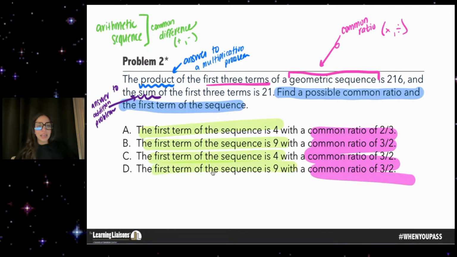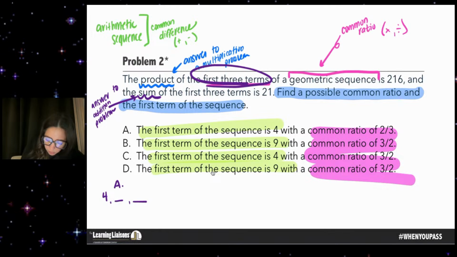So I can just plunk, plunk, plunk and see if it equals 216, plunk, plunk, plunk and see if it equals 21, rather than sitting here and trying to come up with what kind of formula am I going to use? Don't get stuck on that. Use your answer choices. So A, if the first term is 4, then I need a second and a third term because we need the product of the first 3 terms and we need the sum of the first 3 terms, right? So 4 with a common ratio of 2/3.